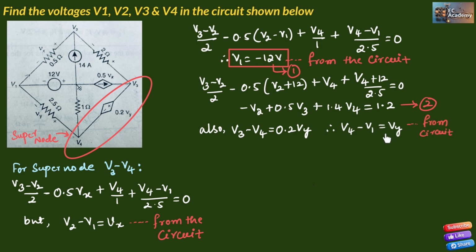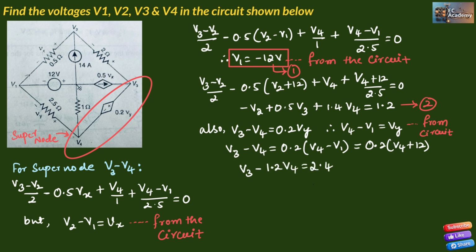If we substitute Vy in this equation, we will get V3 minus V4 is equal to 0.2 into (V4 minus V1). Since V1 is minus 12 volt, we can write this equation as 0.2 into (V4 plus 12). If we multiply 0.2 with this and take V4 towards the LHS, we can write this equation as V3 minus 1.2 V4 is equal to 2.4. Let us call this equation number 3.